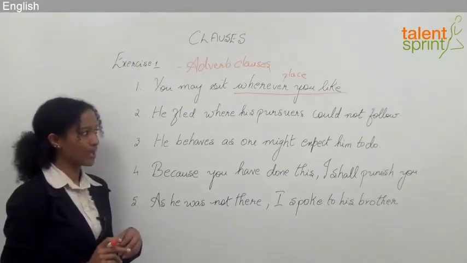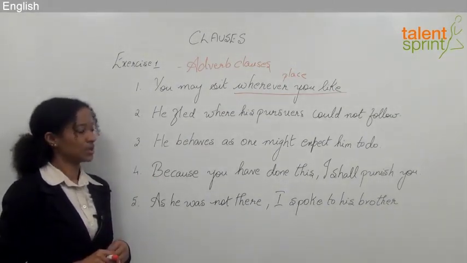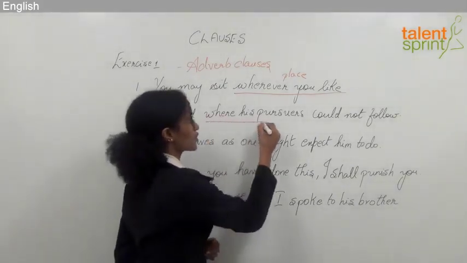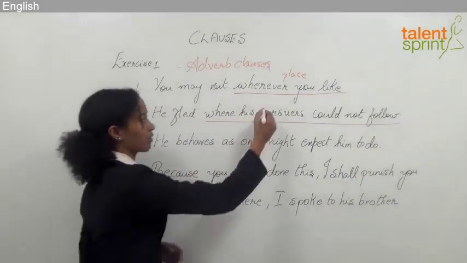He fled where his pursuers could not follow. He fled where his pursuers could not follow. Where his pursuers could not follow is my adverb clause, again, of place.